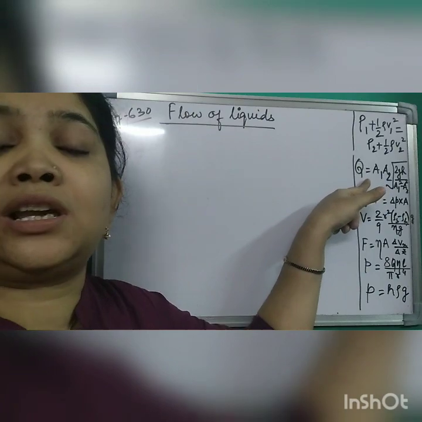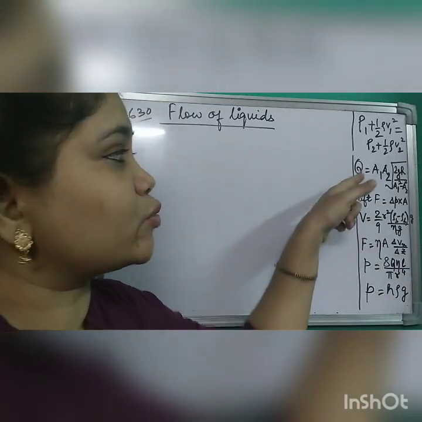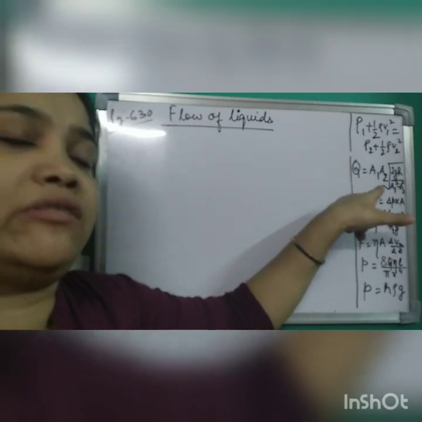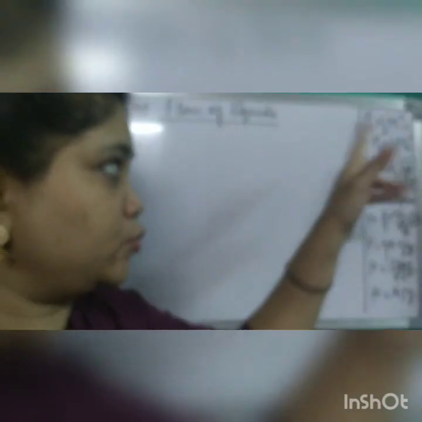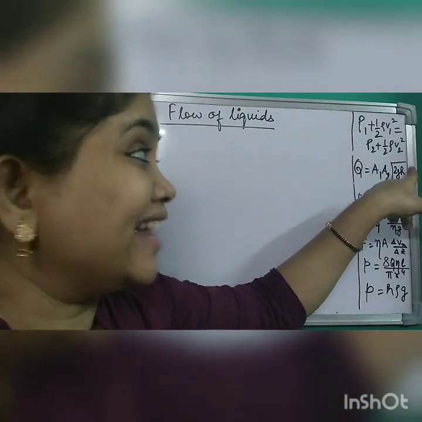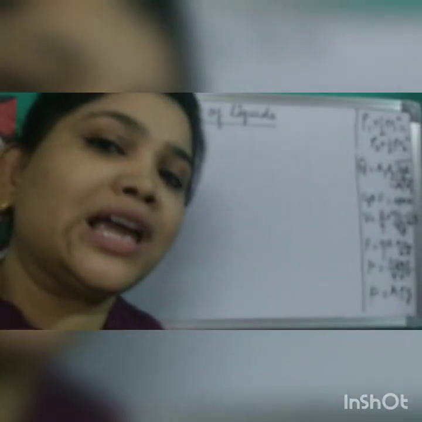Next comes Q. This formula you have done in the Venturi meter, which is the quantity or amount of water passing. Q is equal to A1 A2, the areas of the two ends, root over 2gh. g is the acceleration due to gravity, h is the height, and A1 A2 is the area.